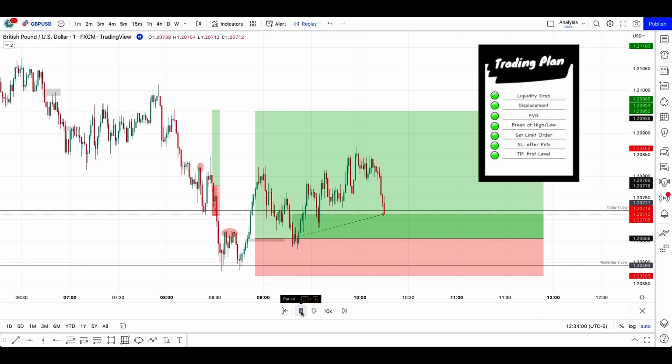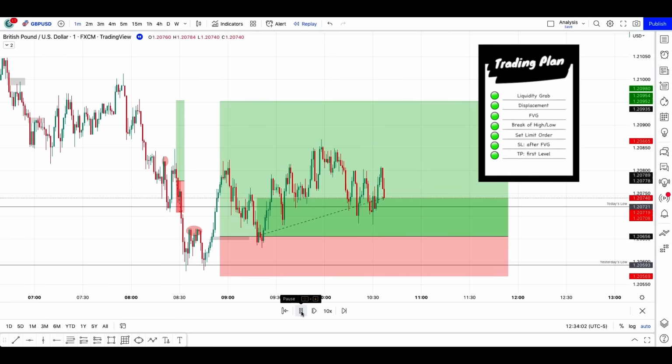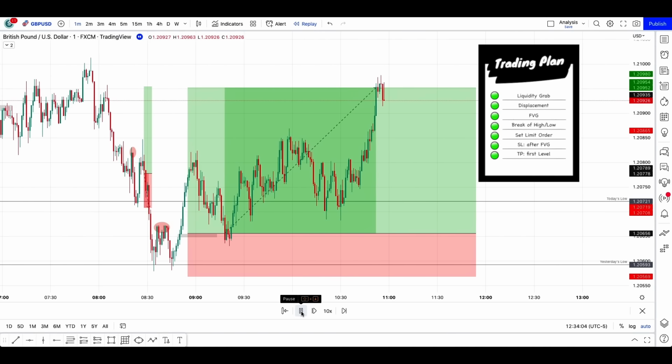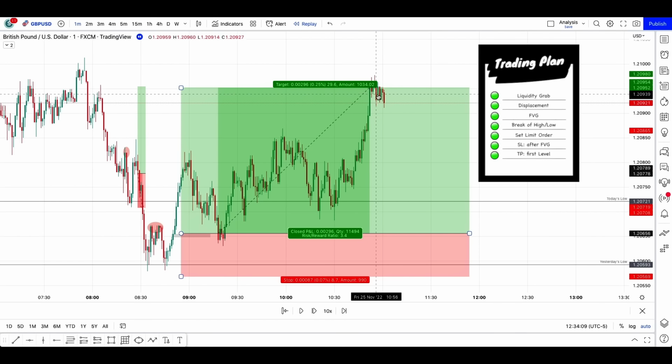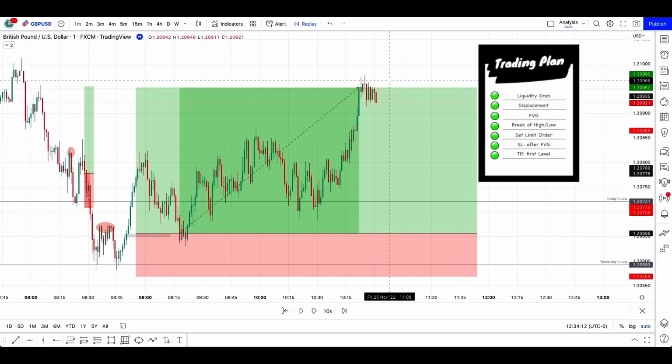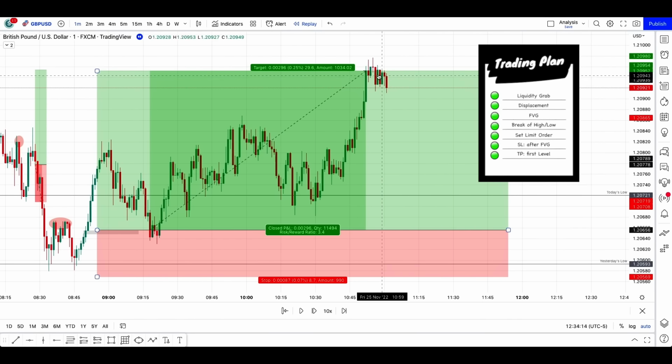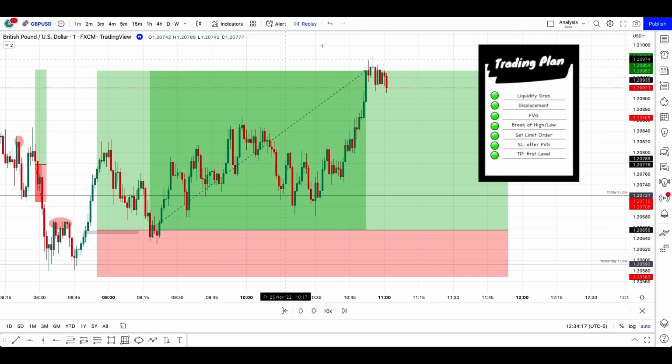A lot of back and forth, but I never go break even on my trades, so I just let it run. And then we got the take profit at around 11 AM, which is at the end of the New York session. Again, is it a coincidence or not? I don't know, I'm just following my trades, and that was it for GBP USD.